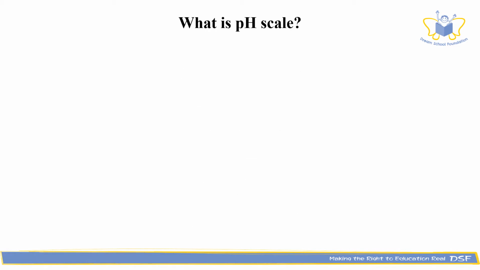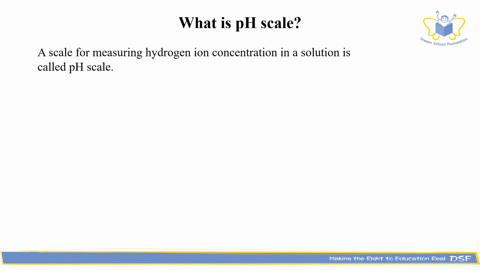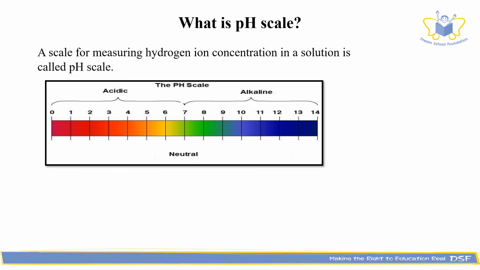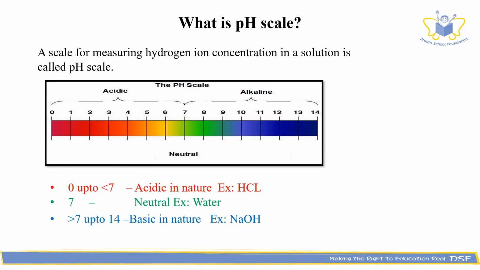What is the pH scale? A scale for measuring hydrogen ion concentration in a solution is called the pH scale. The colors shown here in the pH scale are the colors a universal indicator would turn when it is added to an acid or a base. So the ranges in the pH scale: 0 up to less than 7 is acidic in nature, example HCl. 7 is neutral, example water. More than 7 up to 14 is basic in nature, example NaOH.